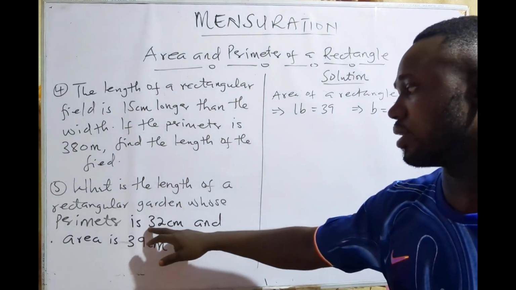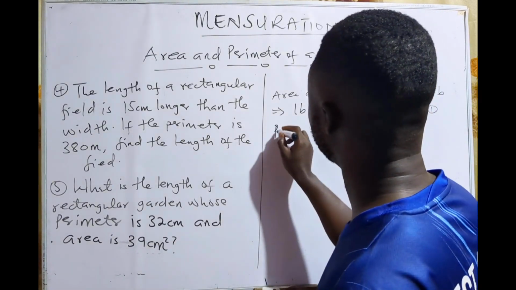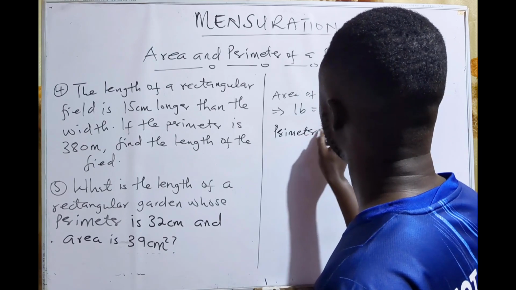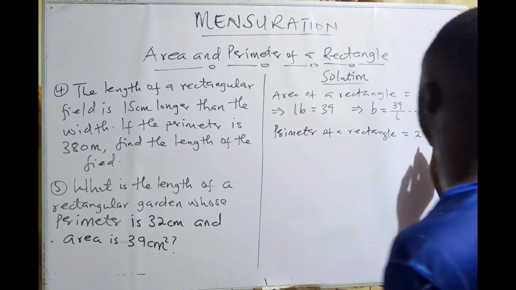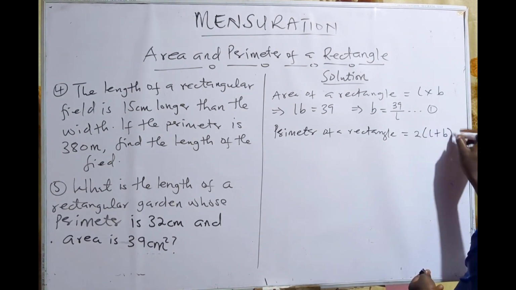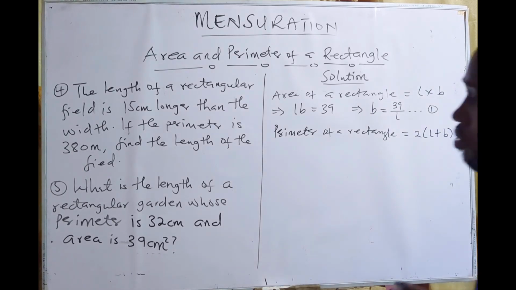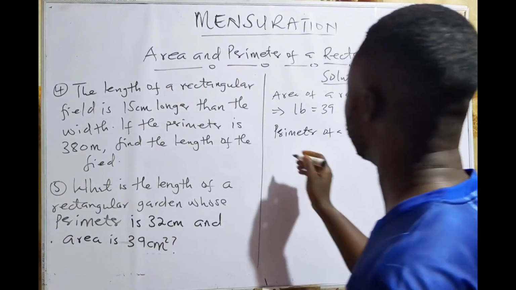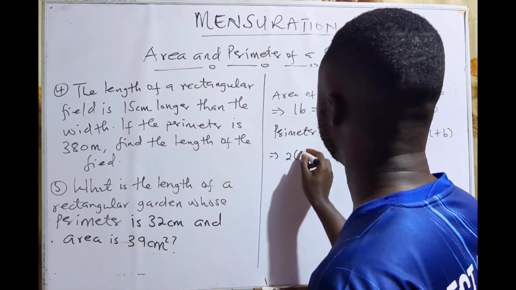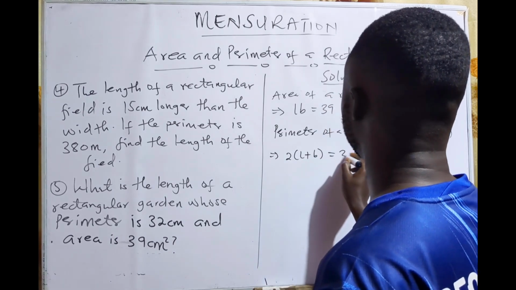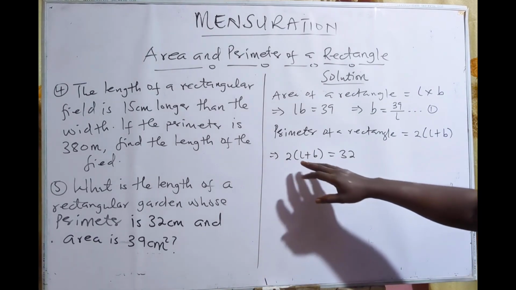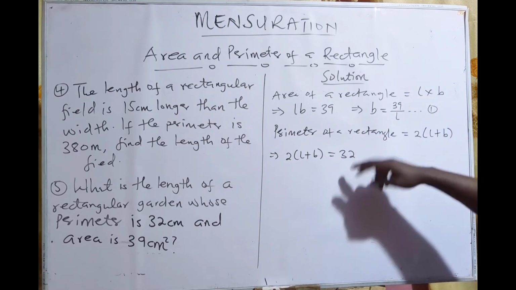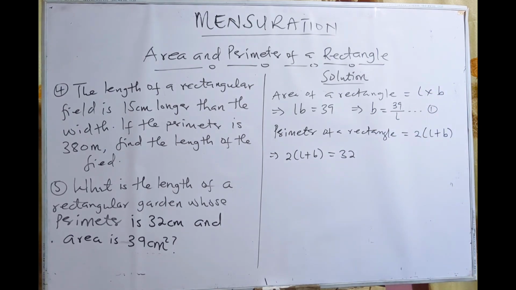Then we are given the perimeter as 32. So we also say that the perimeter of a rectangle is what? 2 times length plus the breadth. Okay, so what were we given as perimeter? 32. So it means that 2 times length plus breadth will also be equal to 32. Okay, so here too, let's make breadth the subject, so that we can equate the two and solve and get the value of the length.